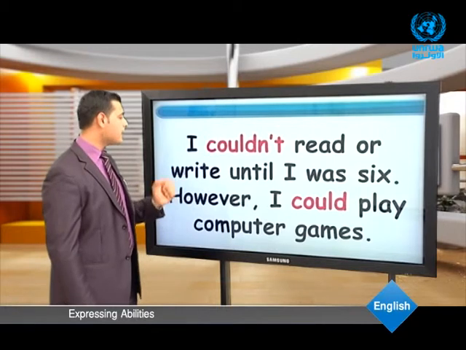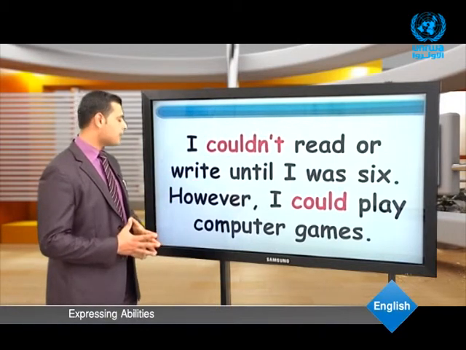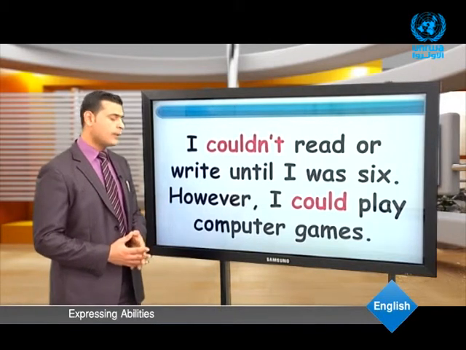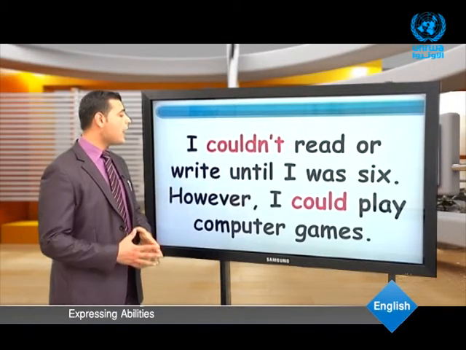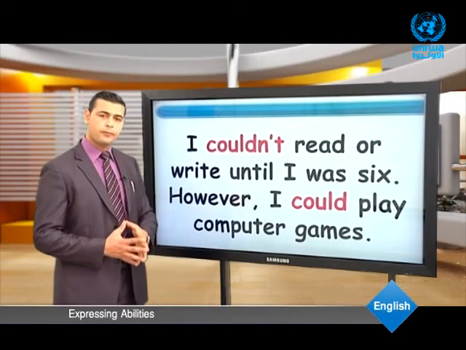Let's read this sentence. I couldn't read or write until I was 6. However, I could play computer games.